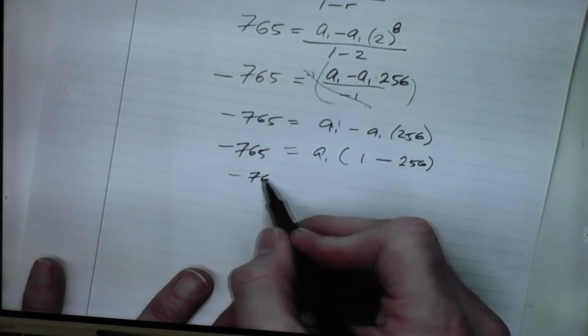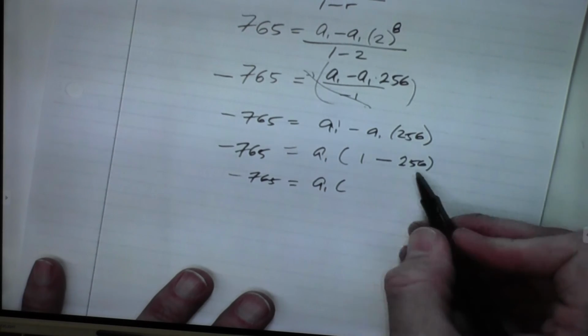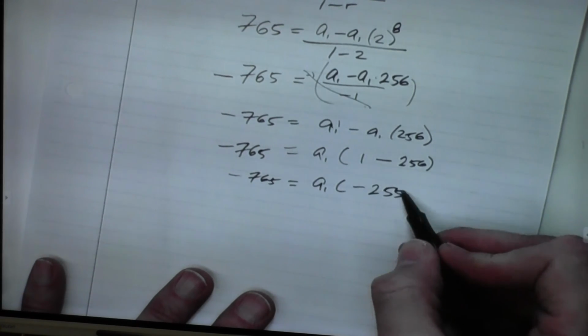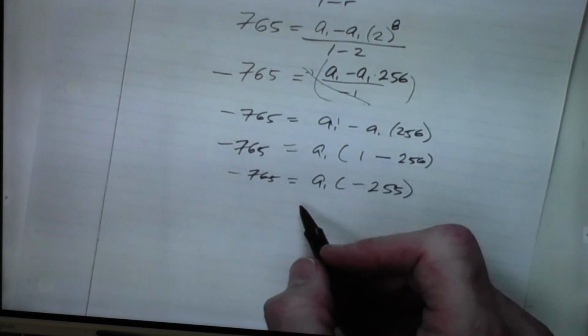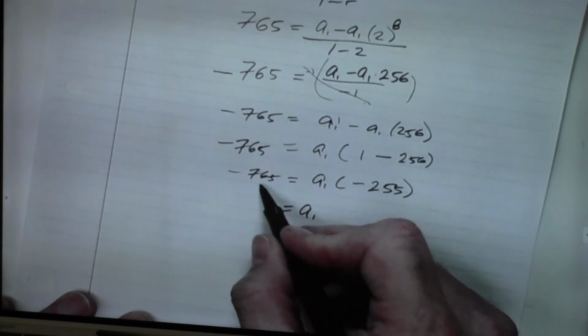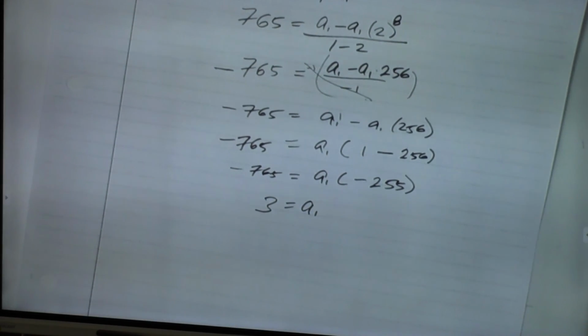So negative 765 A1, that's negative 255. Divide both sides by negative 255. I think that's right. That should work. 765 divided by 255, I get a nice, easy 3. So the first term is a 3.